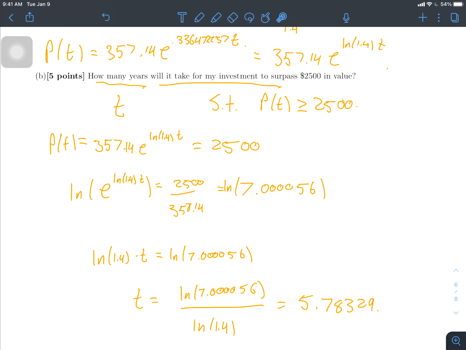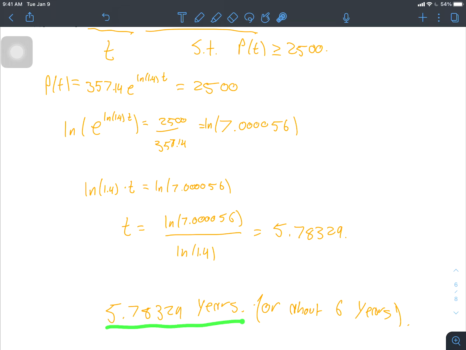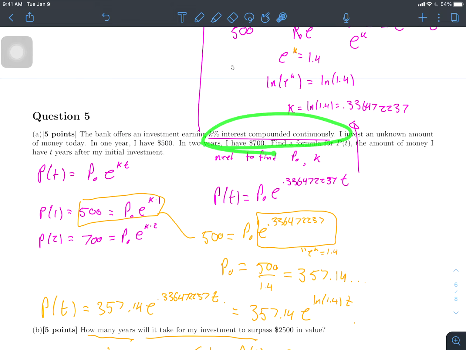Okay, so the question is, how many years will it take for my investment to surpass $2,500 in value? Well, it's going to take 5.78329 years. The reason I use 5.78329 here is because the interest is being compounded continuously, which means like every second of every day, the interest is being compounded, whereas annual interest is typically only compounded at the end of the year.